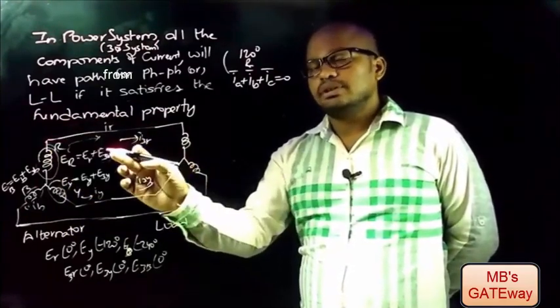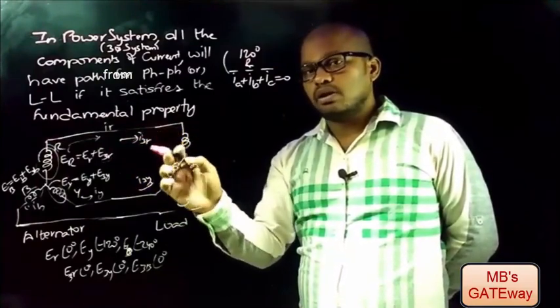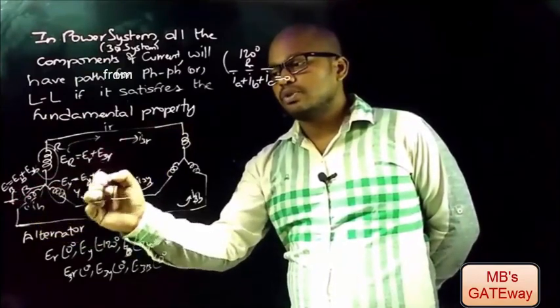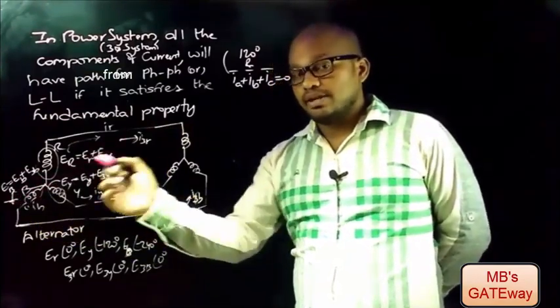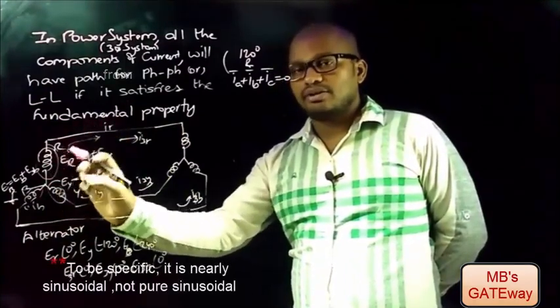Therefore, to reduce the third order harmonics, it is important to provide a path for the third order harmonic currents, and by making the neutral connection here, the third order harmonics are reduced to 0. And now we can have the pure sinusoidal output from the alternator phases.